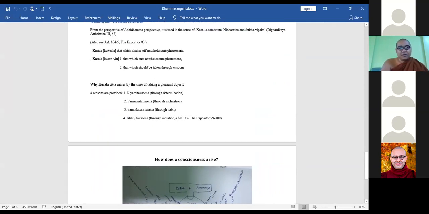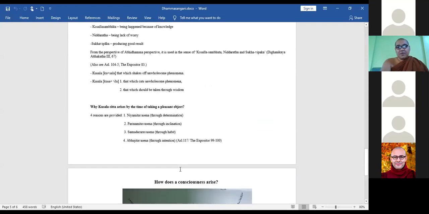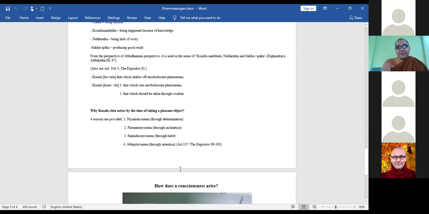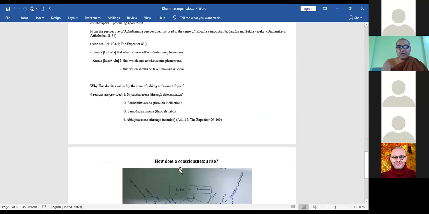Another point is that you already know what the mental entities of the kusala are. So three questions will be covered today. Number one is what is the meaning of kusala? Number two is how does the consciousness arise? And together with question number two, the last part is what are the mental entities of the kusala?